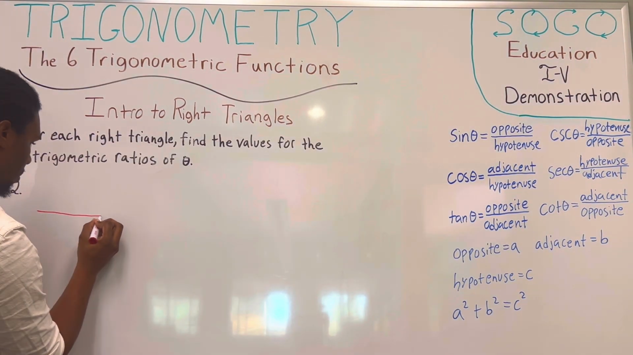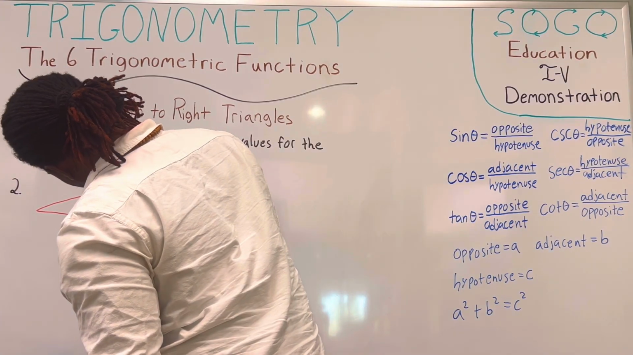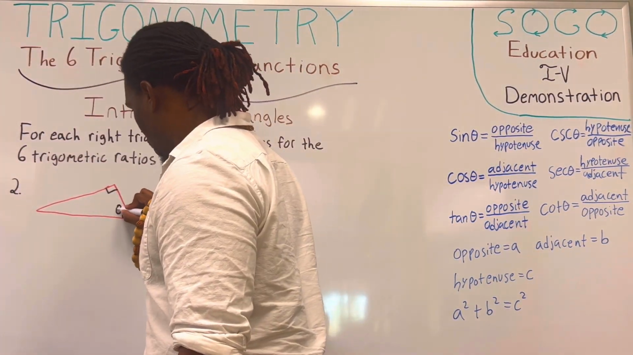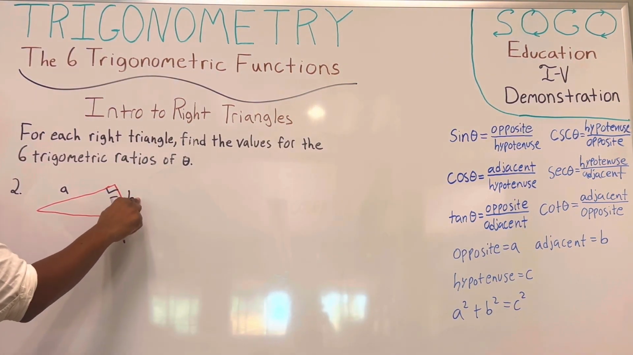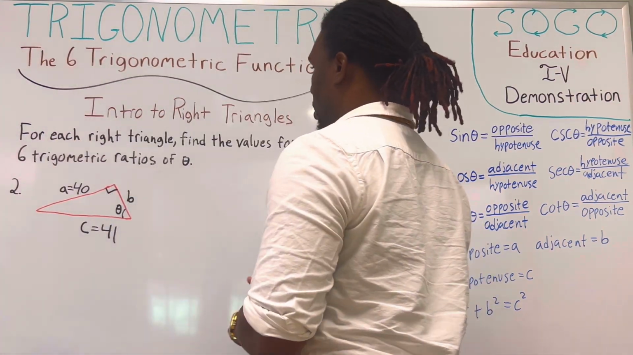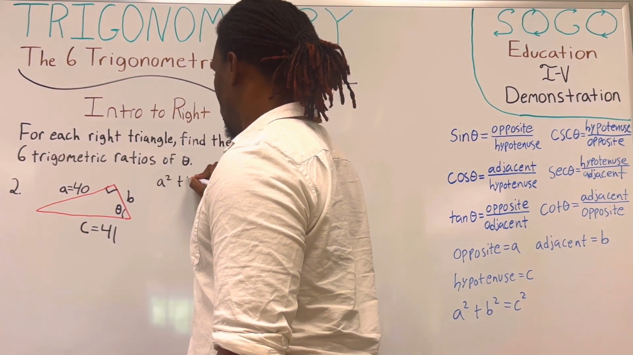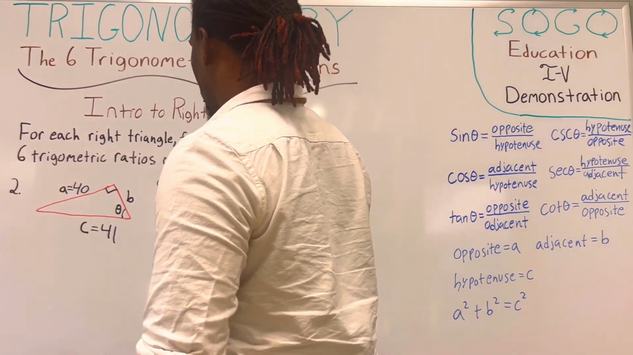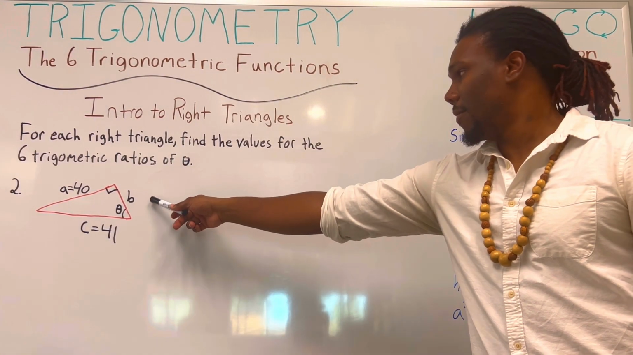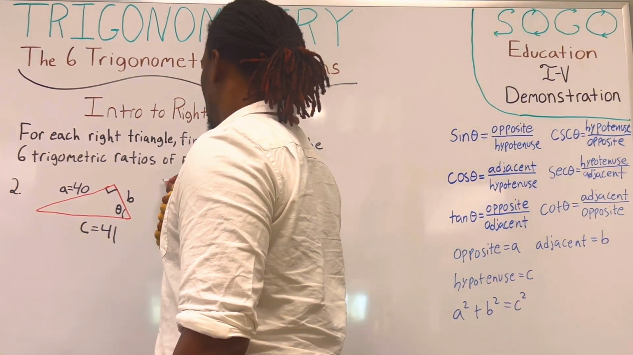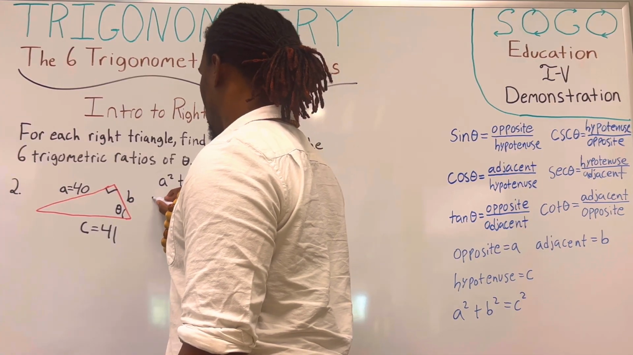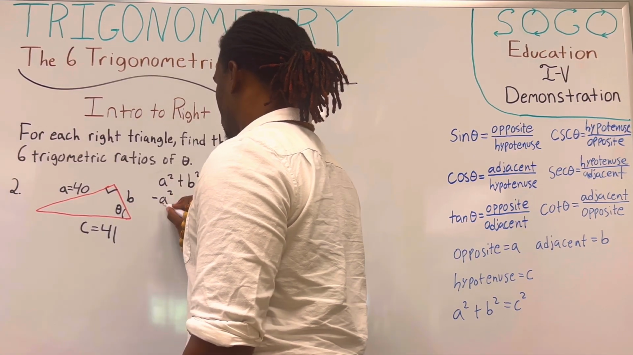So for problem 2, it's going to be a little bit different compared to problem 1. This time, we don't know the value of B, but we're given the value of A, opposite, and C, the hypotenuse. C is 41 and A is 40. So we're going to work a little algebraic manipulation magic and solve for B. Then once we get what b is equal to from the Pythagorean theorem, we do our little plug and chug. And then from then on, we can find all the values of the 6 trigonometric functions.